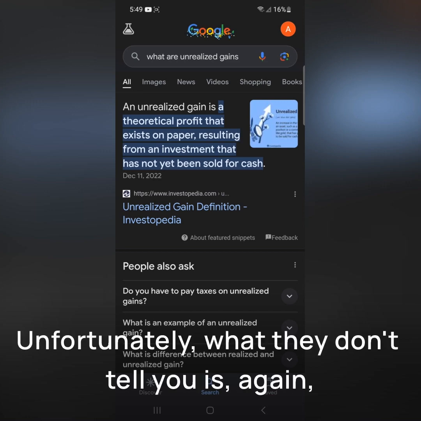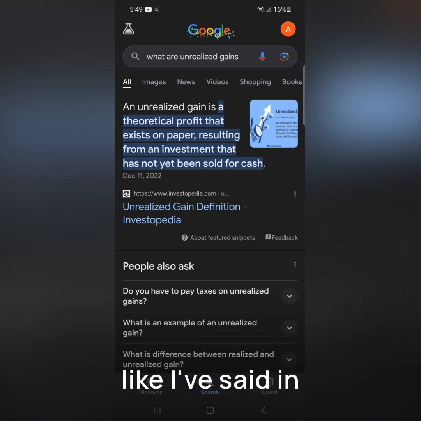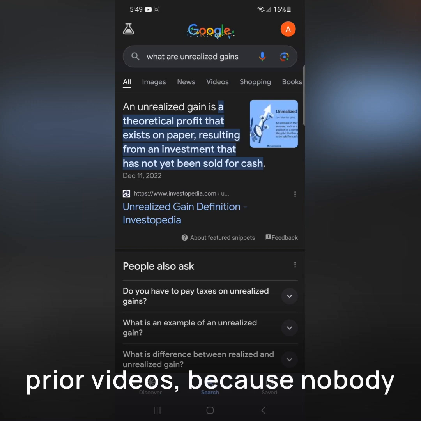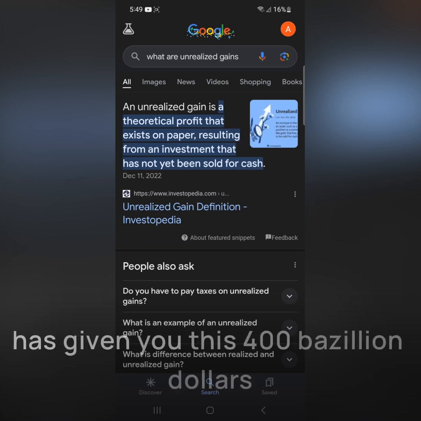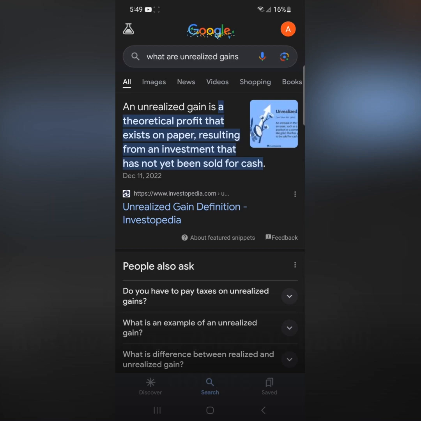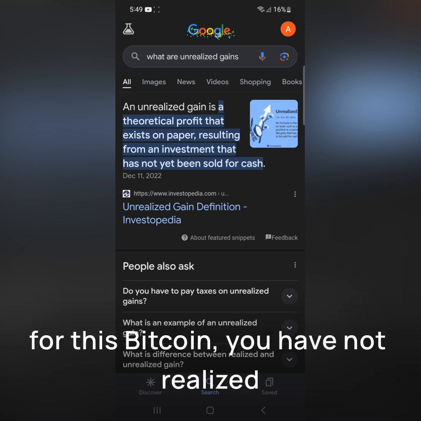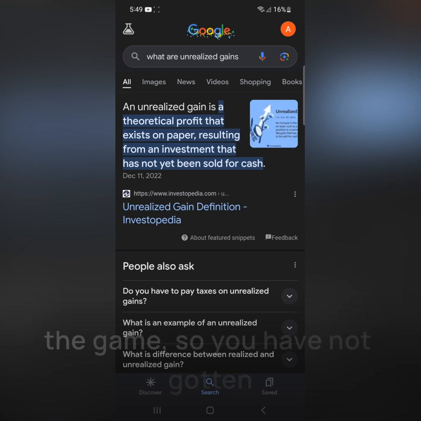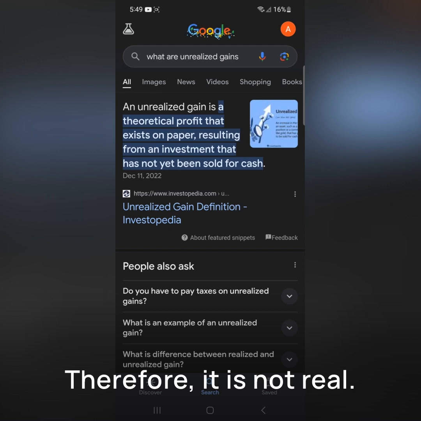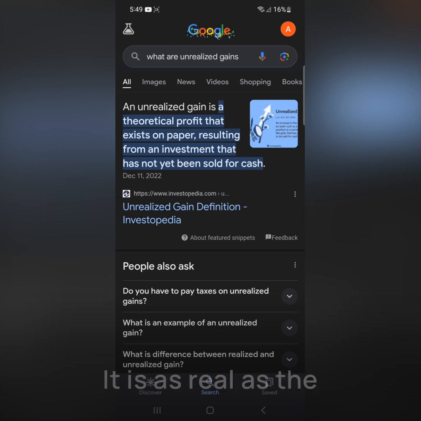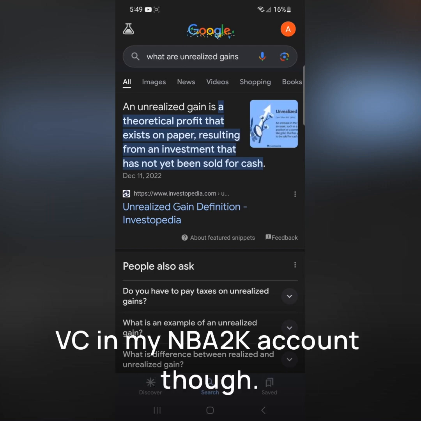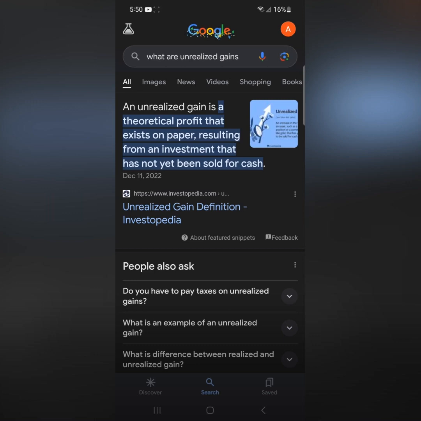Unfortunately, what they don't tell you is, again, like I've said in prior videos, because nobody has given you this $400 bazillion for this Bitcoin, you have not realized the gain. So you have not gotten this $400 bazillion for this Bitcoin. Therefore, it is not real. It is as real as the VC in my NBA 2K account. Though now I can buy the dunk package, right?